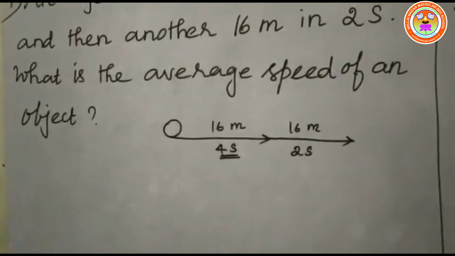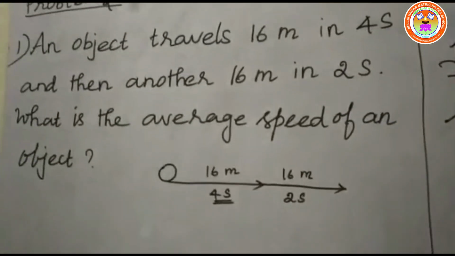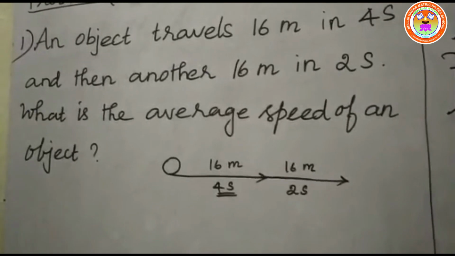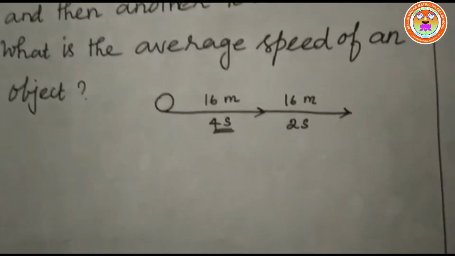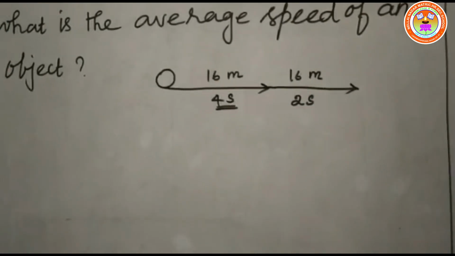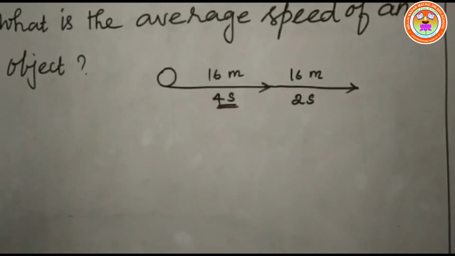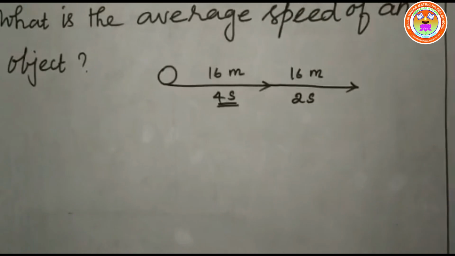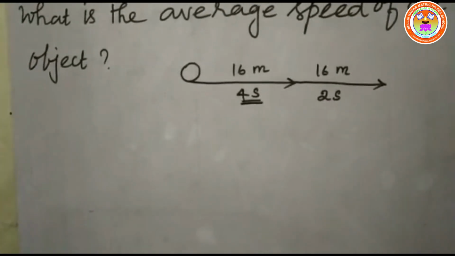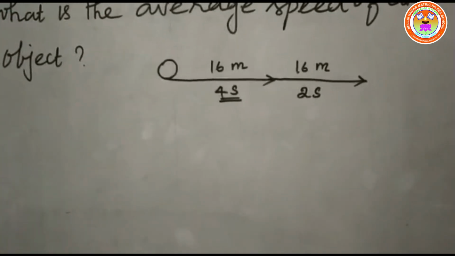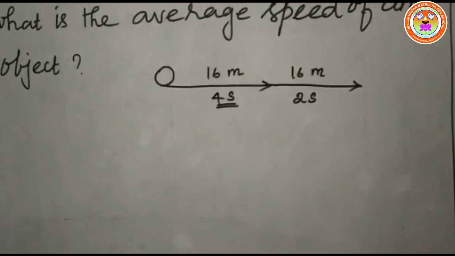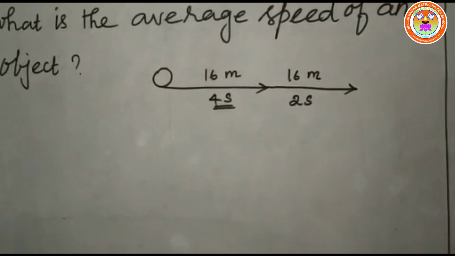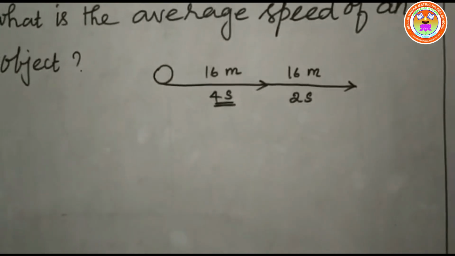So we are able to find out the average speed of the object. First we find the total distance covered by the object, second we find the total time taken by the object, and finally we find the average speed. Already we know the speed formula: average speed is equal to total distance covered by an object divided by total time taken. That is the average speed.